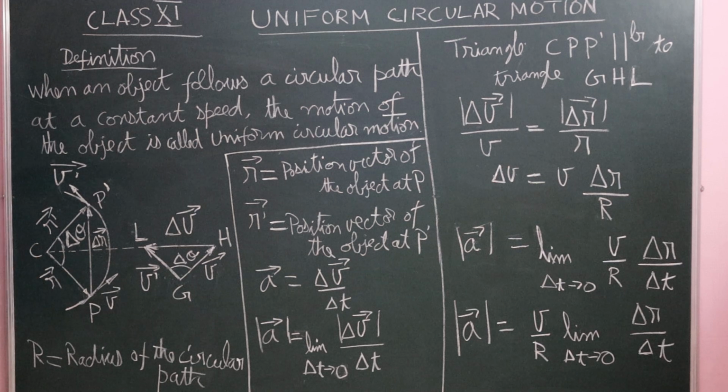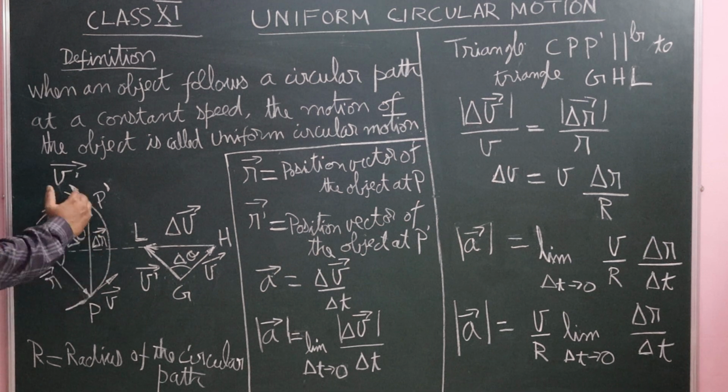You see, here the object moves in a circular path. Initially the object is at point P. C is the center of the circular path. The position vector of the object at point P with respect to the center is R vector.